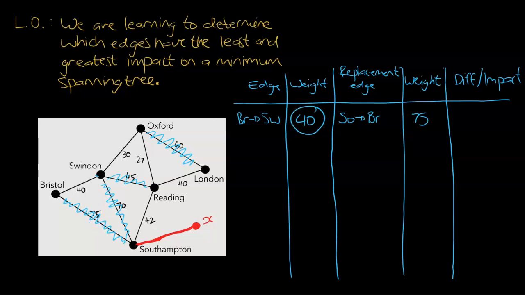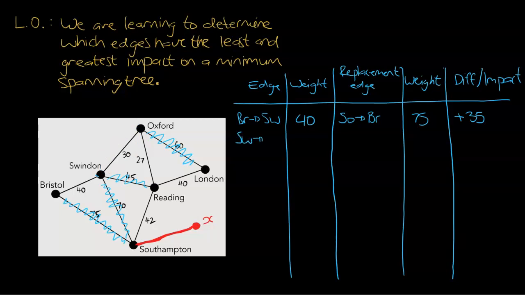The difference between these two, from here to here, so let's say you're doing a budget, how much has your budget increased by putting the 40 up to the 75? In this case, it's increased by 35 units. Whatever the units might be here, I suspect it's probably going to be millions or billions of pounds if you're talking about a rail network. So we've considered the first one. Let's now consider the next one here. Let's consider Swindon to Oxford.